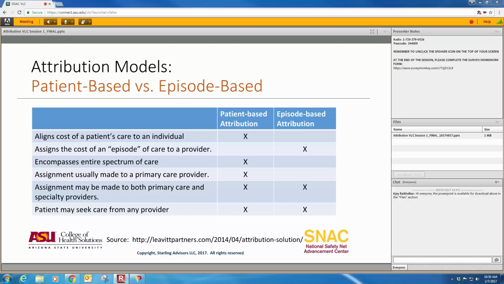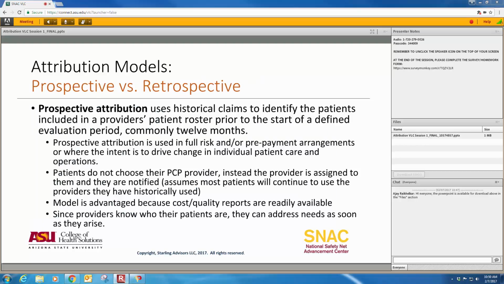Both patient-based and episode-based assignment may be made to both primary care and/or specialty providers, and in many cases, the patient may seek care from whoever they want. That's going to depend on essentially patient choice and the type of insurance product that the patient is enrolled with.